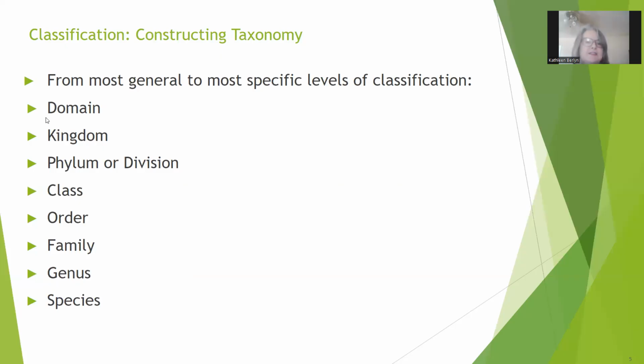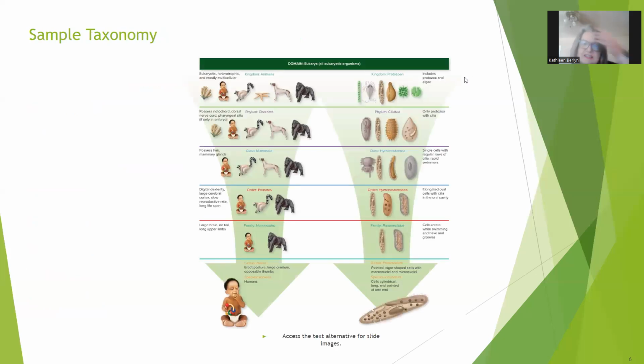Okay, so that says, did King Philip come over for great spaghetti? Domain, kingdom, phylum, class, order, family, genus, species, taking us from the biggest down to the smallest level of classification. So let's look at a couple examples of that.